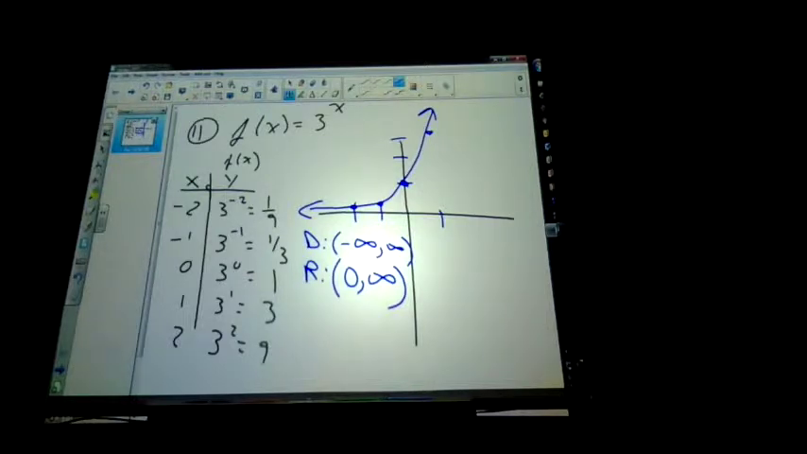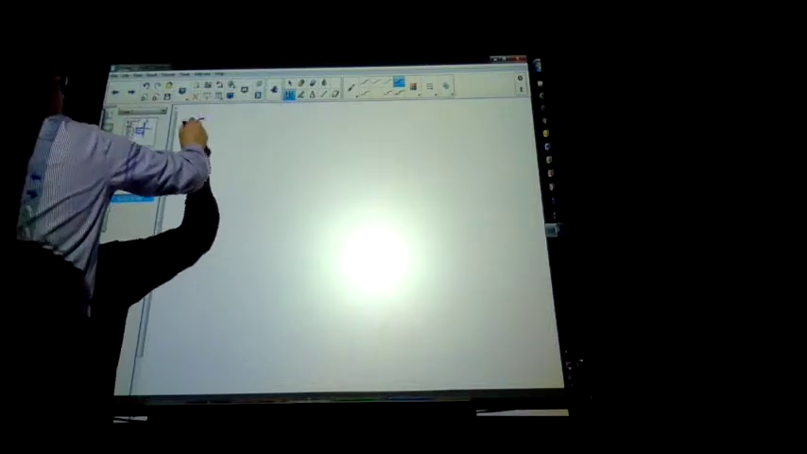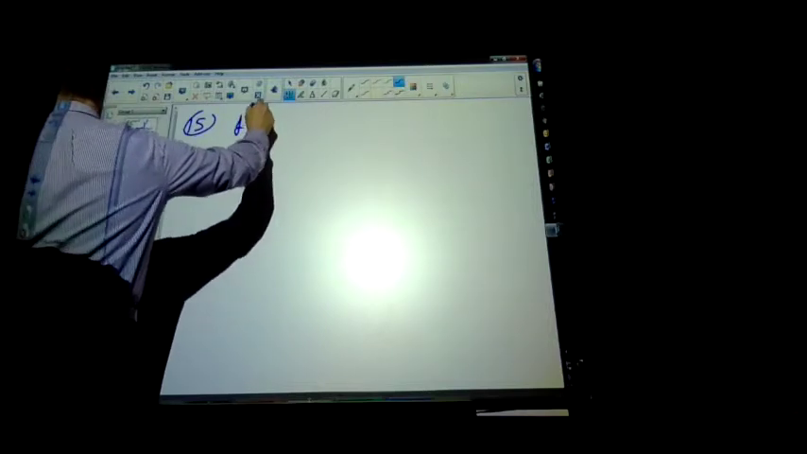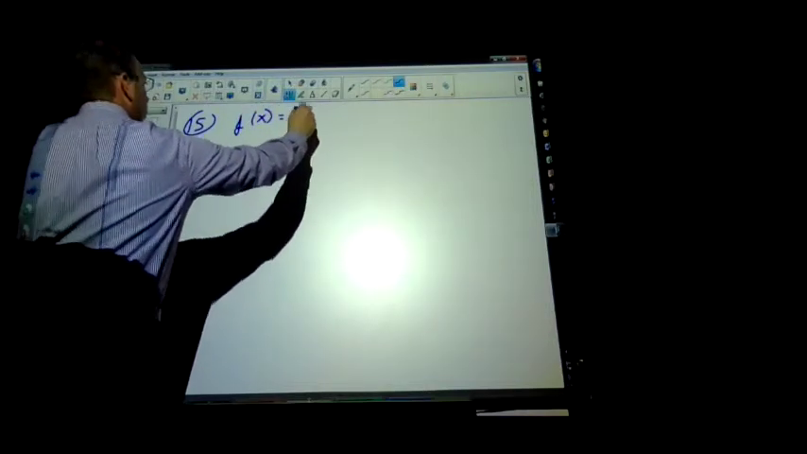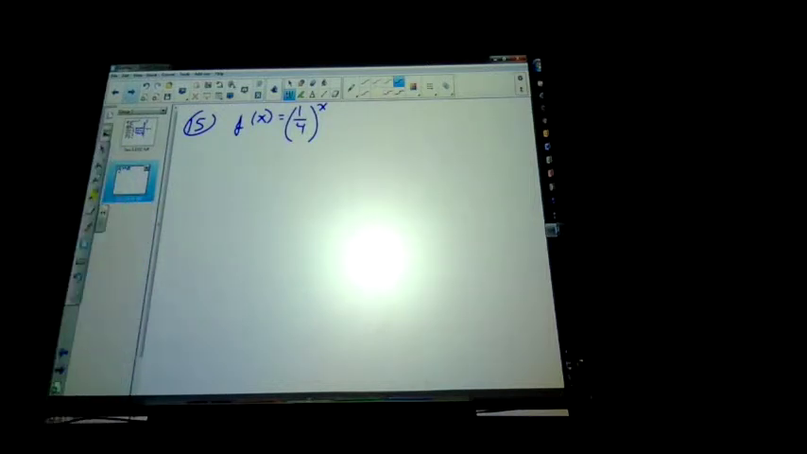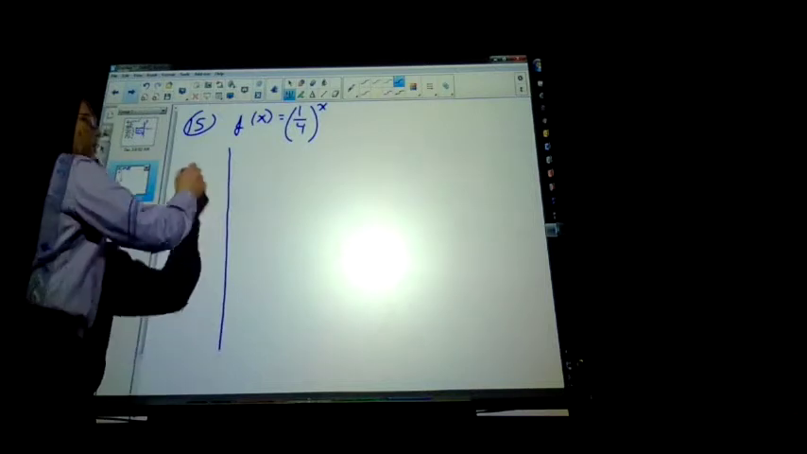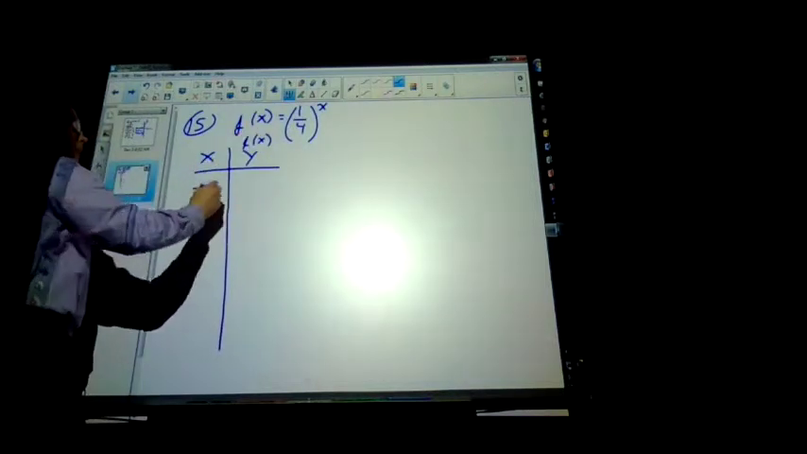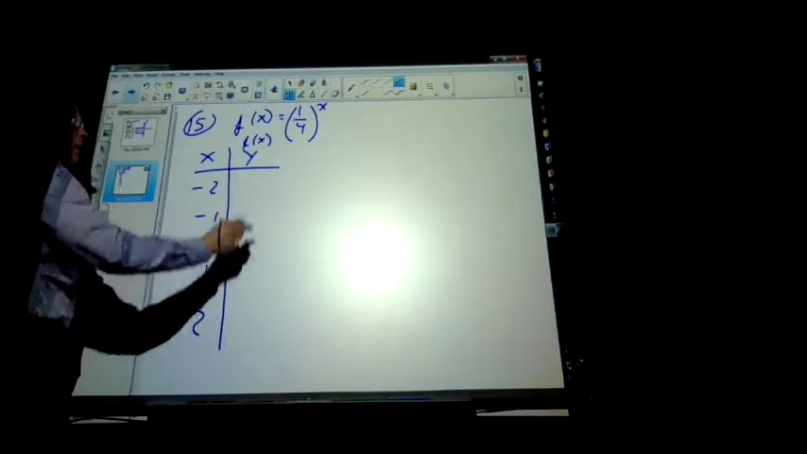Okay, 11 through 19 odd. So 13 is 6 to the x. It's the same concept. 15 will work out. 15, you have this type of problem. You do have a fraction in there. The fraction is raised to an exponent. Again, I'm going to use my go-to, where that's still a function of x. So my negative 2, negative 1, 0, 1, and 2.